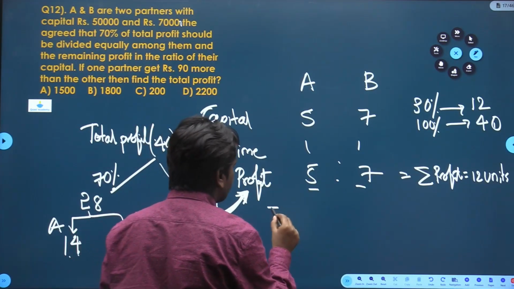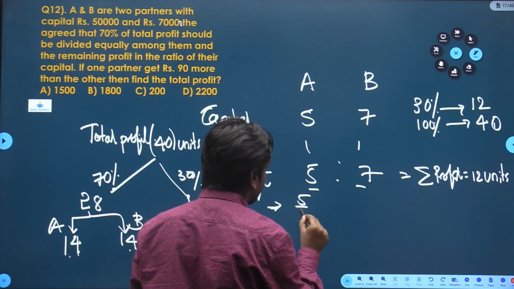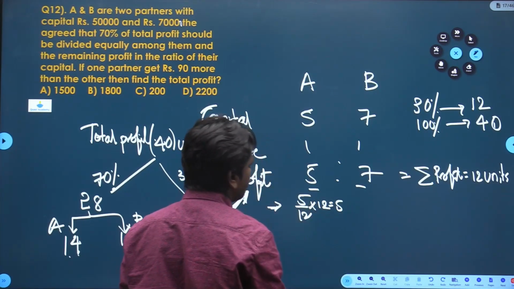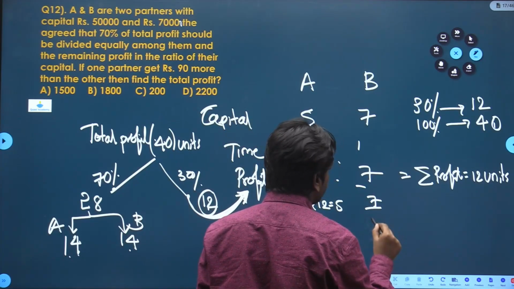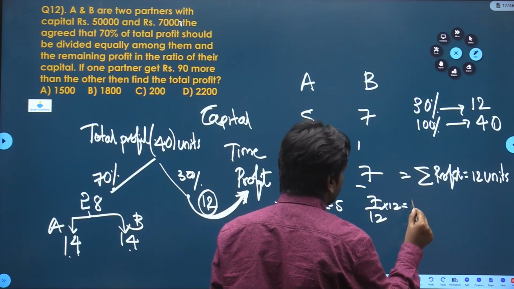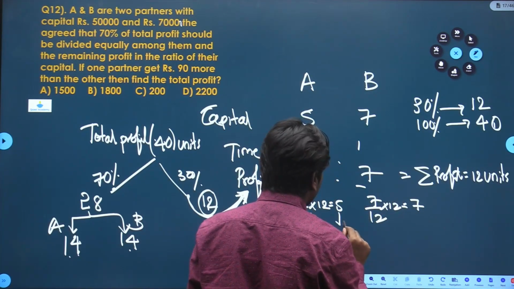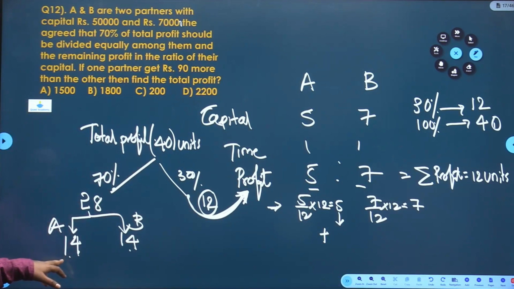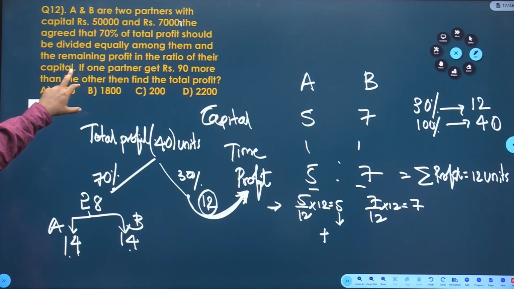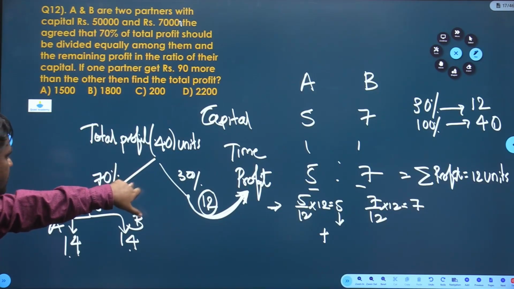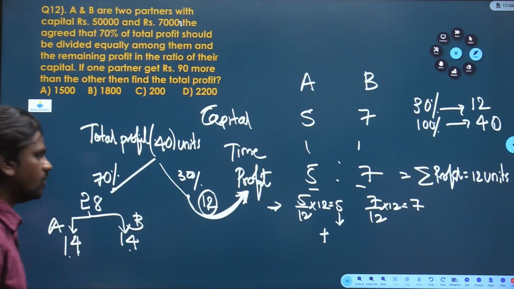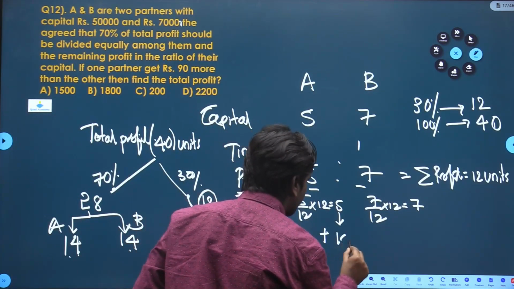So A receives 5 by 12 into 12, that is 5 units. B receives 7 by 12 into 12, that is 7 units. And they also receive the 14 units each, because 70% of the profit, that is 70% of the 40 units, is 28, distributed equally, 14 and 14.